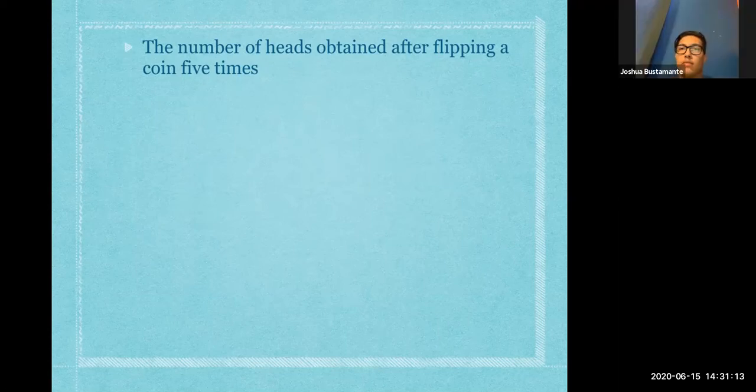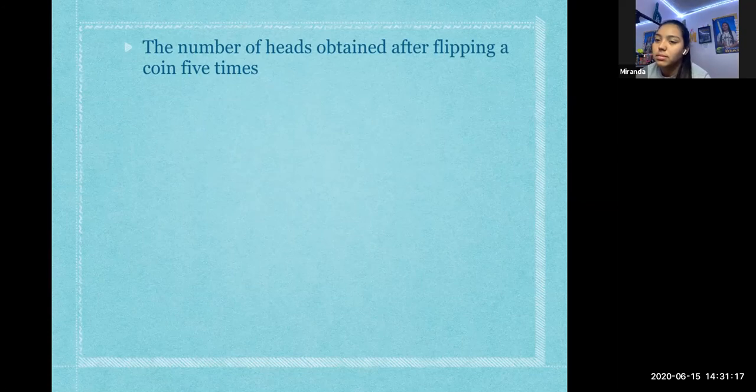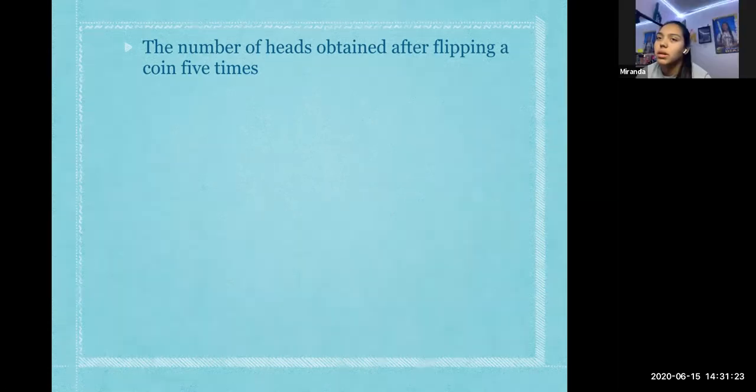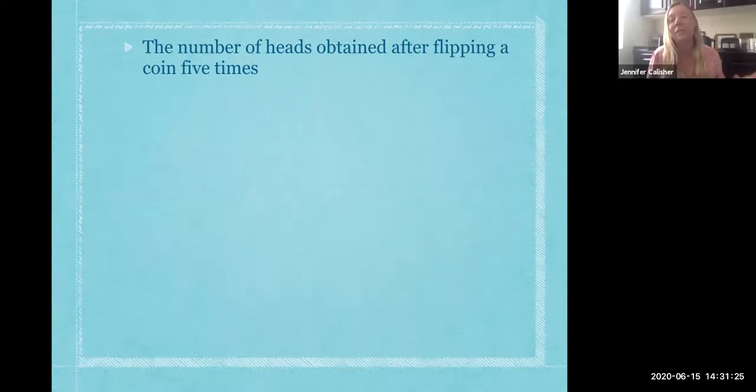What's the minimum number of heads we could get? Everybody? What's the lowest, if I flip a coin 5 times? What's the lowest number of times I could get heads? 0, exactly. So notice my outcomes could be 0 heads out of 5, 1 head out of 5, 2 heads out of 5, 3, 4, or 5 out of the 5 flips. So they're all countable numbers. So very good. Okay, next one.